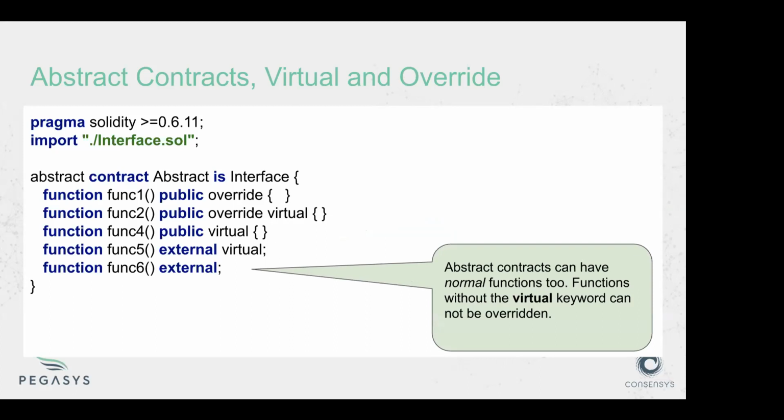The key thing to think about, though, is that if a function isn't virtual, then you cannot override it. And so if there was a function of the same name in one of the contracts that derives from this contract, then you'd end up with a compilation error.